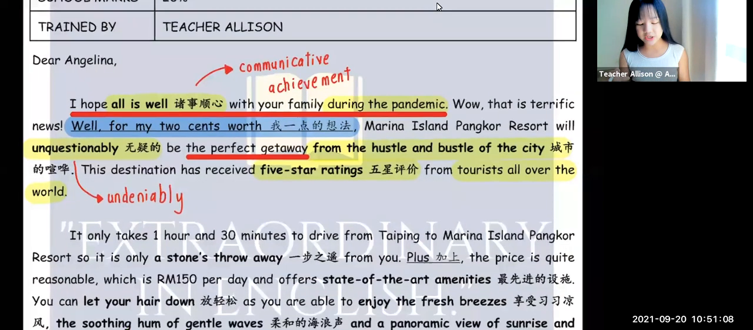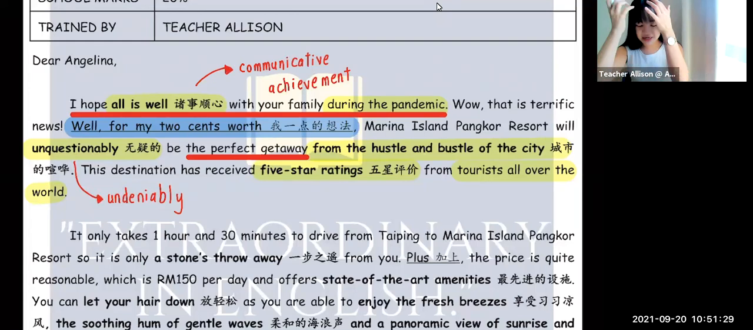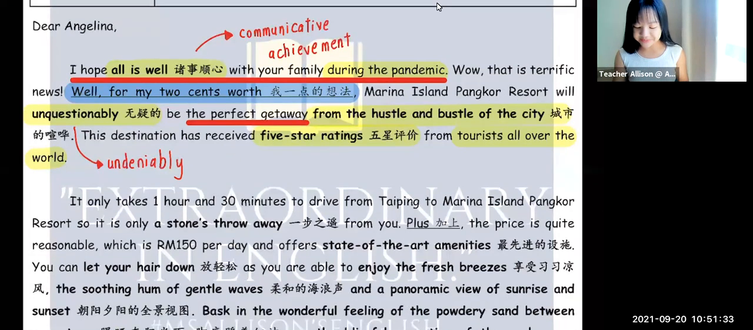And right now we are going to jump to the second paragraph. So after the first paragraph, you have done your communication. You have given some introduction about Marina Island Pangkor Resort. So in conclusion, Marina Island Pangkor Resort, you can get away from the hustle and bustle of the city. And secondly, it has a 5-star rating. So why wouldn't you want to go to this place? And right now we are jumping into the body paragraph, which is here.